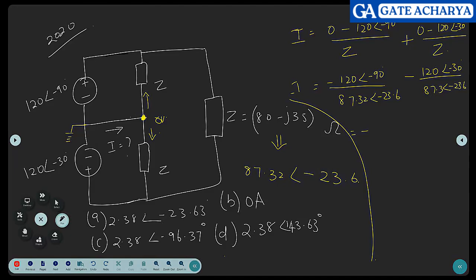Many ways of solving complex numbers. 120 by 87.3 gives 1.37. And how about the angle? The denominator angle, when it goes up, it becomes plus. So 90 minus 23 is what? 66.4.